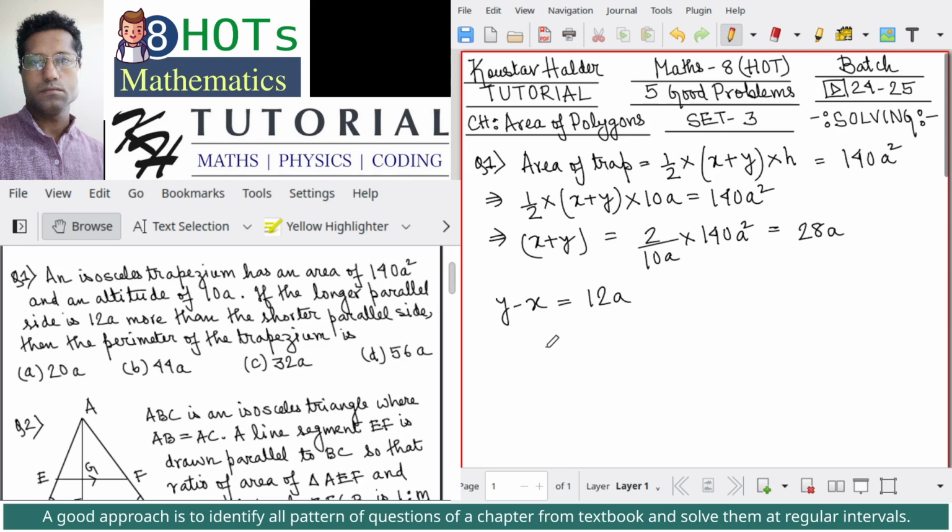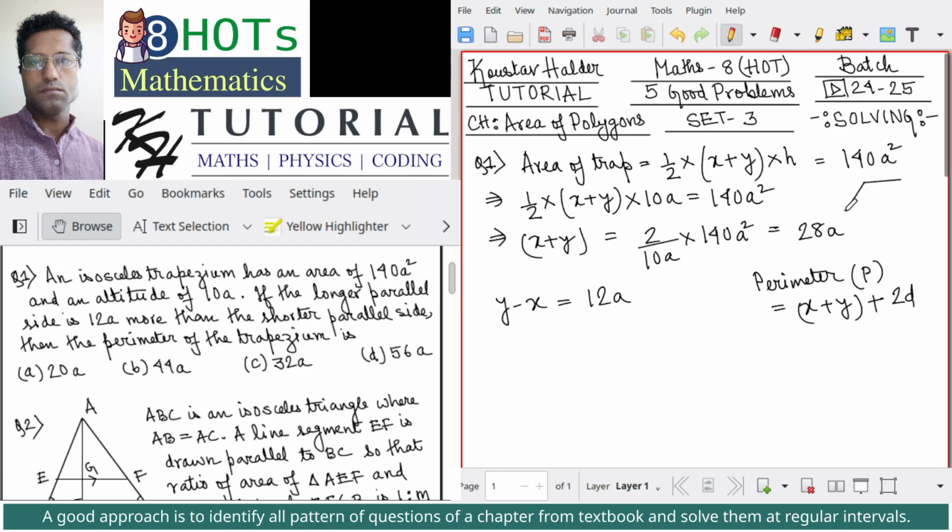Fine. It is asking finally the perimeter of the trapezium. Now what will be the perimeter of the trapezium? It is an isosceles trapezium. So perimeter P will be the sum of all the sides: the sum of the parallel sides, that is x plus y, plus the sum of the two equal sides. If the two equal sides are, let's say, d, we will have plus 2d.